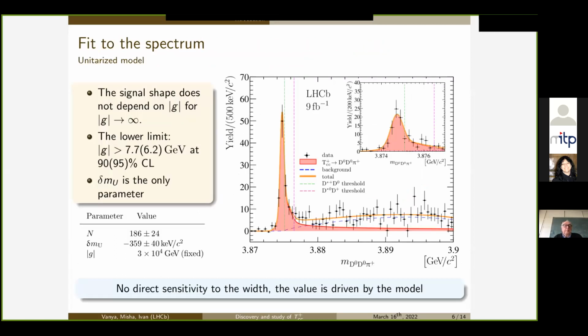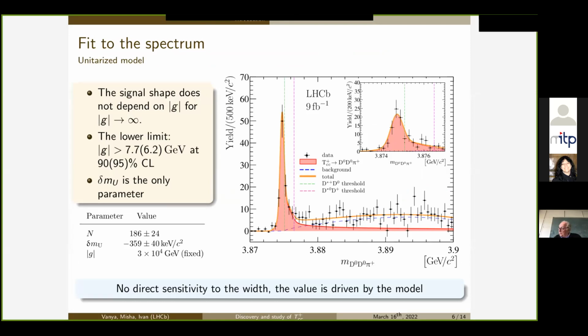So once we get this model, we convolve it with a detector resolution, which we determine from simulation, and combine it with some smooth two-body phase space function for the background. And here's the result of the fit to data. You see that it describes the peak really well.